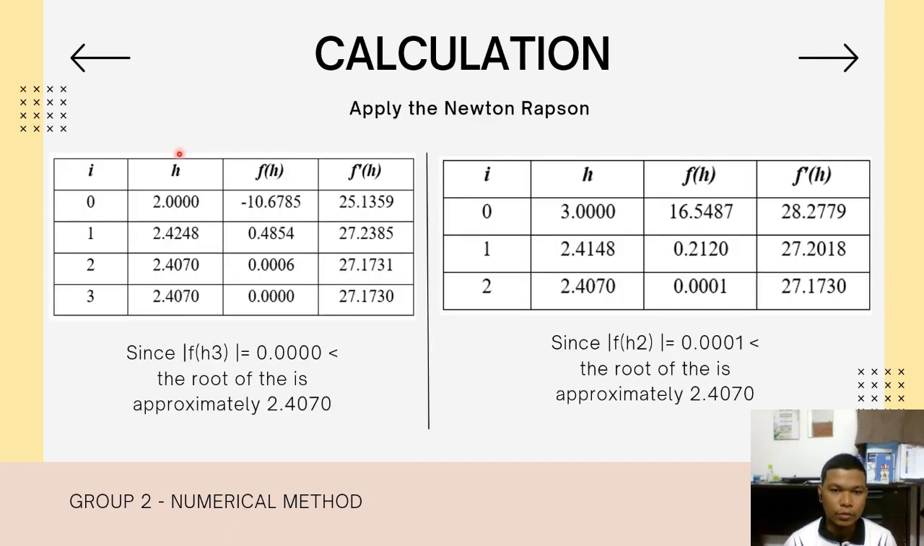Let's take h equal to 2 and then we find the answer until the true value, which is 2.4070. Then we try the other root, which is 3, and the answer is also the same, which is 2.4070.